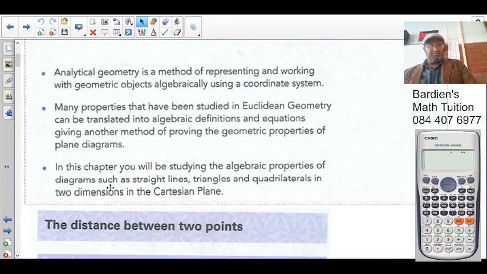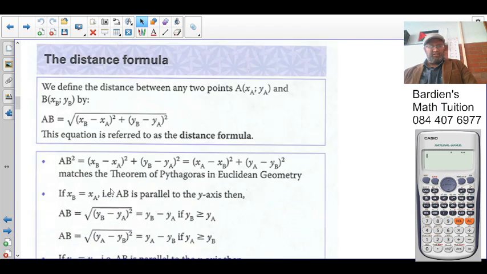Okay, good morning class. So today we're looking at analytical geometry.